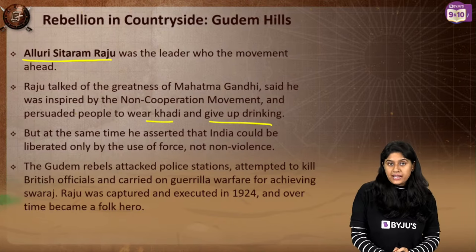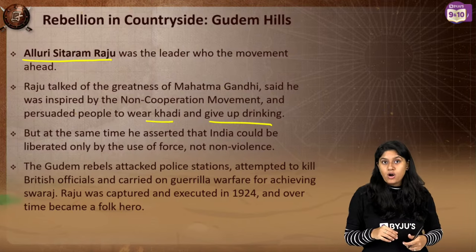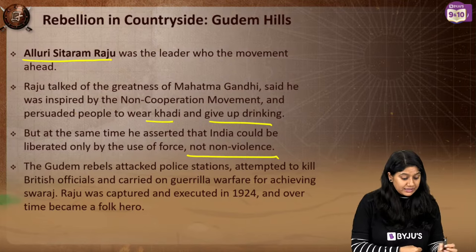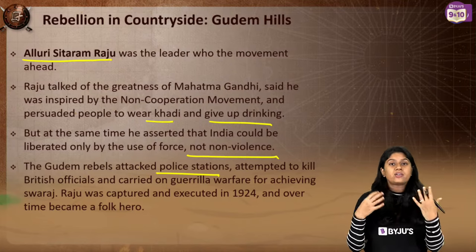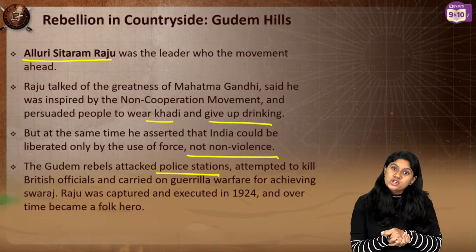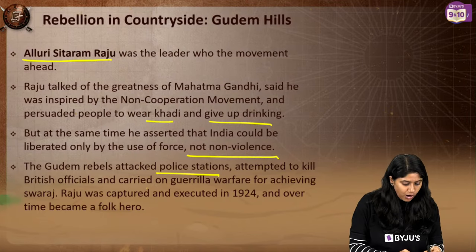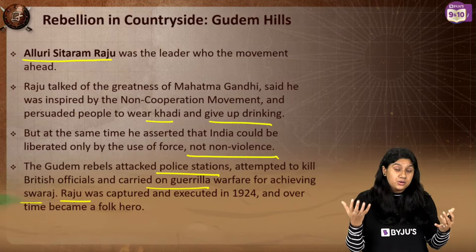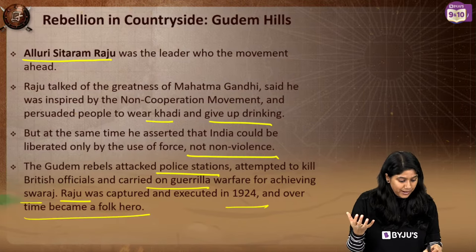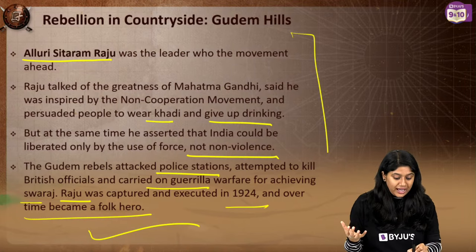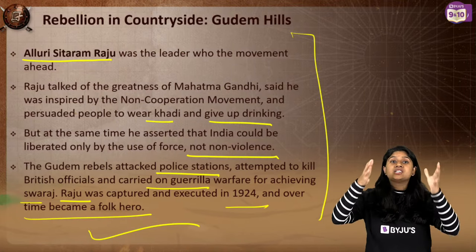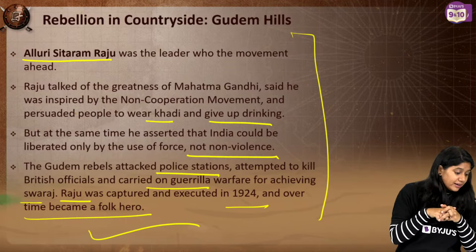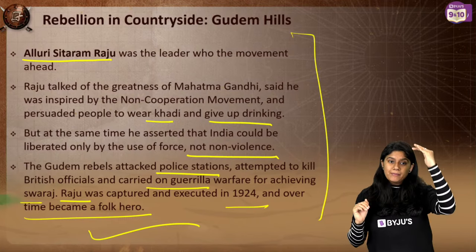But at the same time, we saw that there was violence involved, right? It was not completely non-violence. Of course, they attacked the police station. They had tried to attack the British official also. And when all of this was happening, unfortunately, Raju got captured and he was executed in the year 1924. But this was not aligned to the non-cooperation movement and the vision Gandhiji had. Everyone, are we clear? Right? So we will remember this as a story.